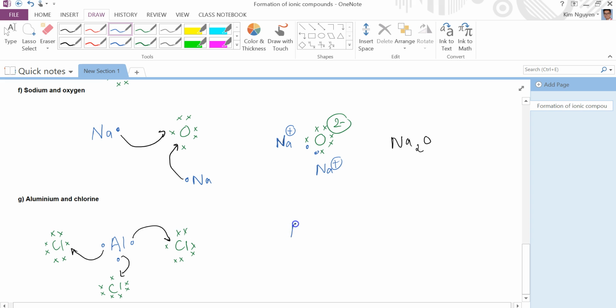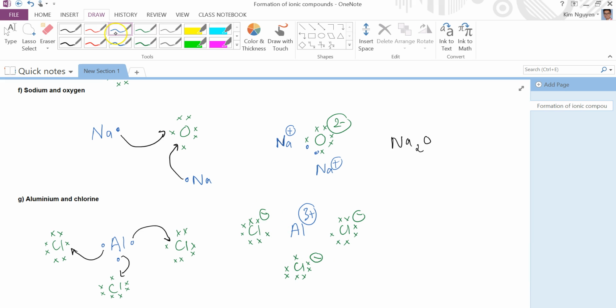And the result, an aluminium cation with a 3 plus charge. And then we've got 3 chloride anions. Each an anion because it has received an electron each from that aluminium atom. And so it's no wonder that with those 3 chlorines to that single aluminium ion, we have AlCl3 as the chemical formula for aluminium trichloride.